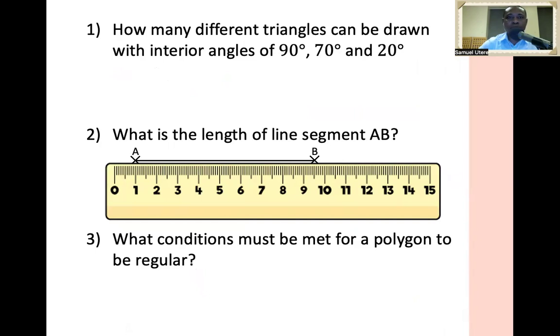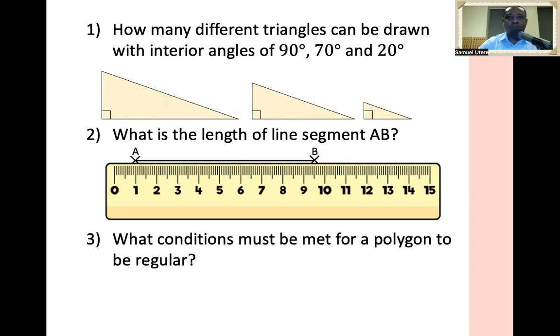Let's discuss them. So here you were asked how many different triangles can be drawn with interior angles of 90 degrees, 70 degrees, and 20 degrees. Of course, you can draw an infinite number of similar triangles. If you think about it, the angles could be much bigger or much smaller infinitely.